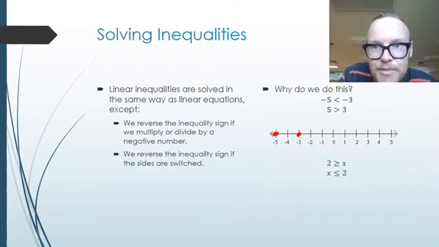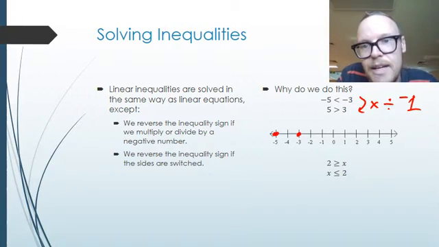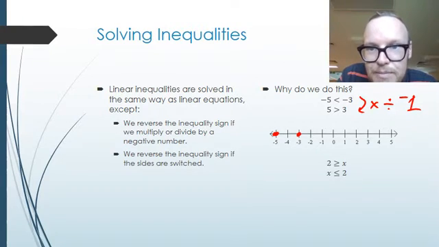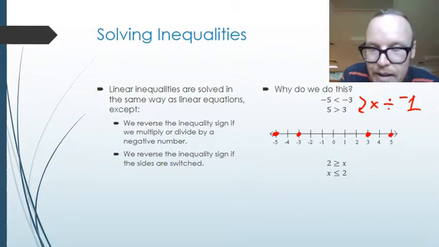Multiplying or dividing by -1, the -5 becomes 5, and the -3 becomes 3. 5 is less than 3 doesn't make sense. You can have a look at 5 and 3 and compare them on the number line here. 5 and 3, 5 is greater than 3.